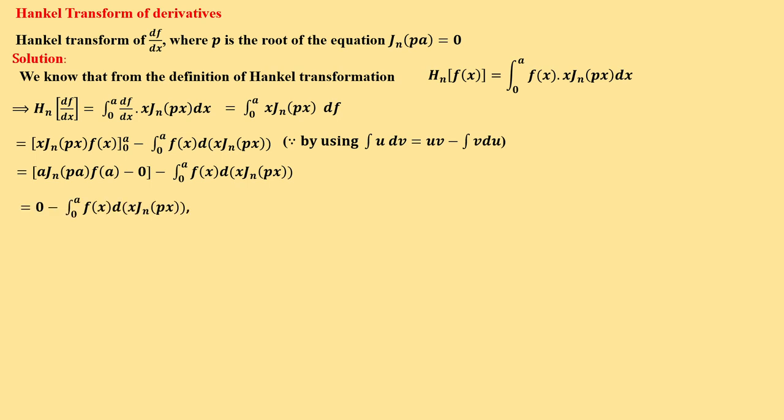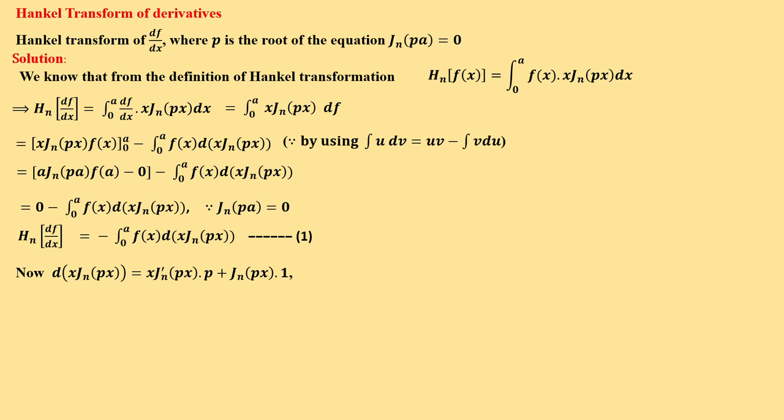We know Jn of pa is equal to 0, where p is the root of the equation Jn of pa equal to 0. Therefore the total term becomes 0. So 0 minus integral 0 to a f of x into derivative of x into Jn of px. So Hn of df by dx is equal to minus integral 0 to a f of x into d of x into Jn of px. That is equation number 1.